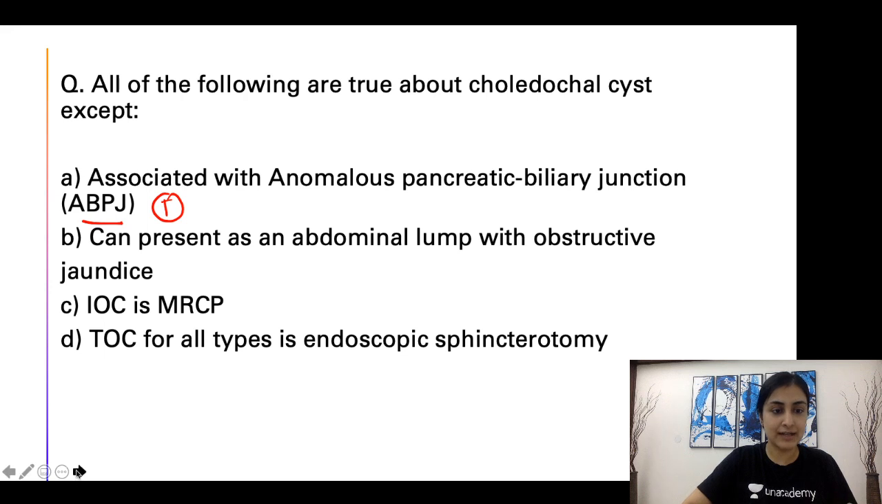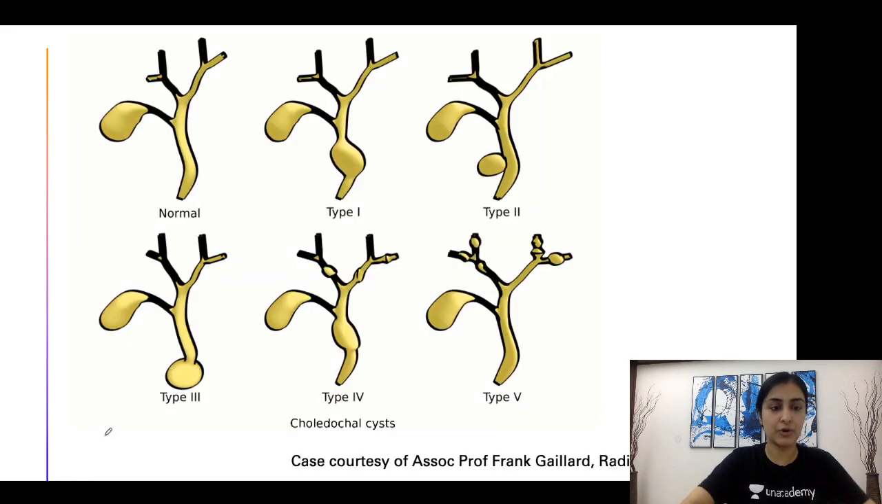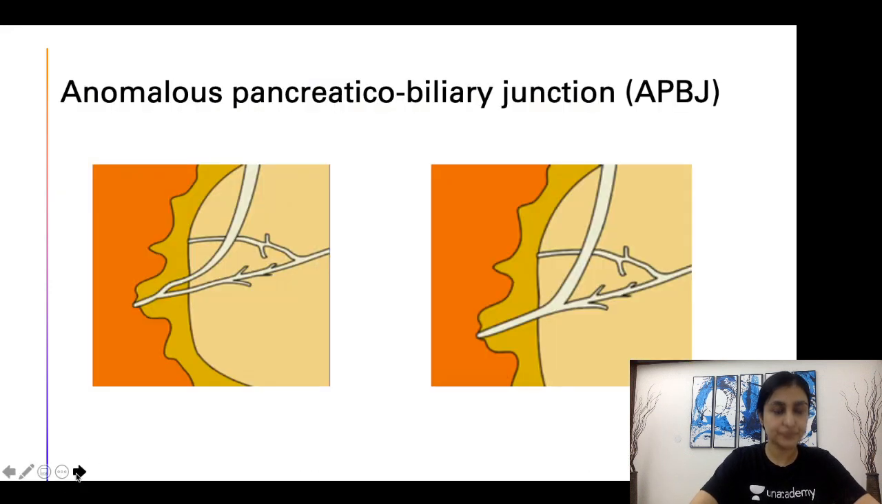Alright, so let's look at a diagram and understand more about this. Anomalous pancreatico-biliary junction, as the name suggests, means that the junction of our CBD and the main pancreatic duct is abnormal in these settings. This diagram here is showing you the normal junction. This is the normal common channel formed after the union of the CBD and the main pancreatic duct, and as you can see, it drains into the major papilla.